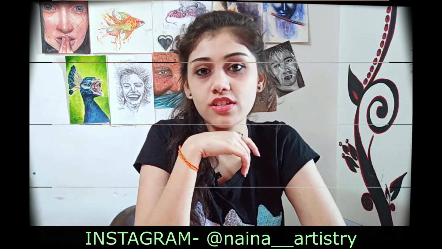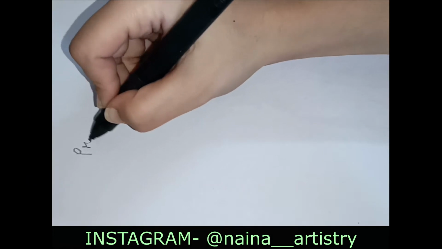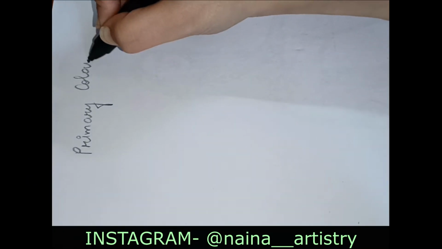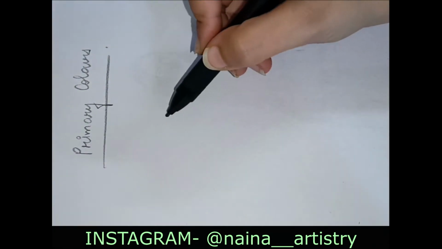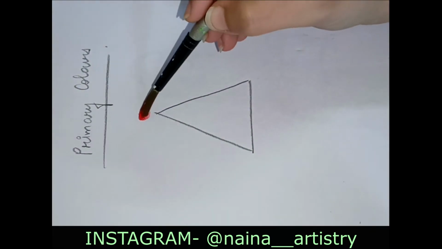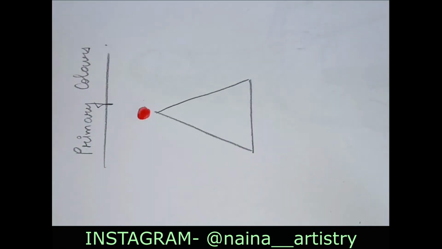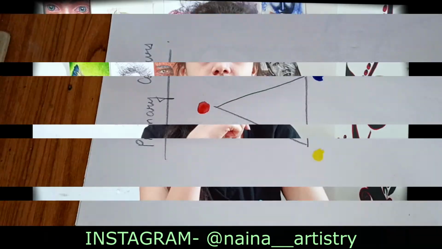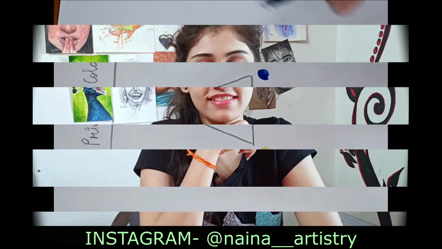Firstly, we will understand what the primary colors are. Red, yellow and blue are the primary colors, and I'll show you on the sheet of paper. So now, what are the secondary colors? Orange, purple and green. Let me show you on the sheet of paper again.